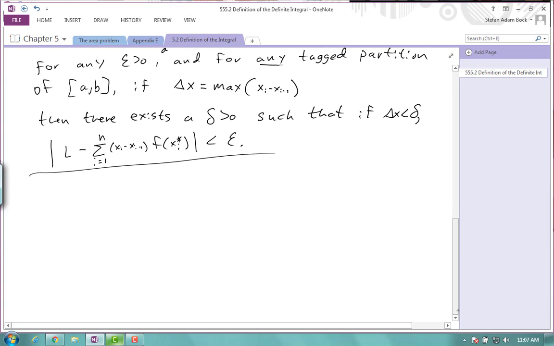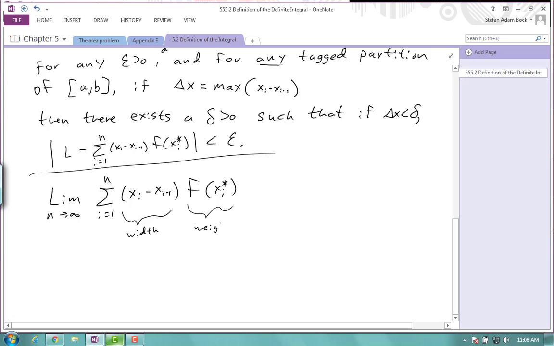But in short, it says that the limit as n goes to infinity of the sum i equals 1 up to n of my interval widths, xi minus xi minus 1, times f of xi star, no matter how I chop up my interval and choose my sample points, I'm going to have the limit of this Riemann sum. Here I have the width of each subinterval, or rectangle, and here I have the height. This limit should be equal to L. And this is supposed to happen regardless of how I choose to cut up my function in my interval.